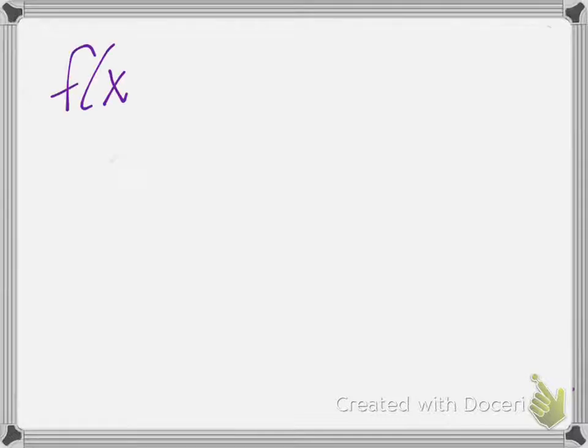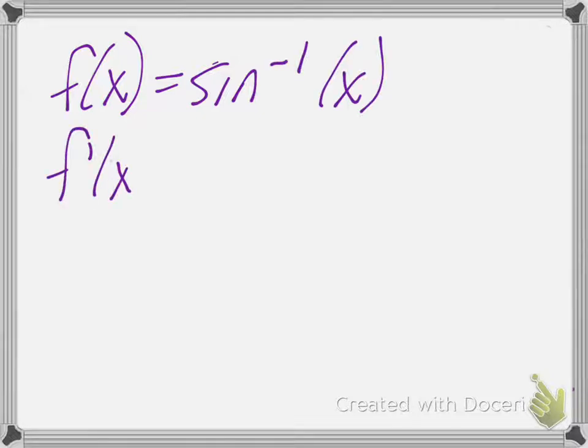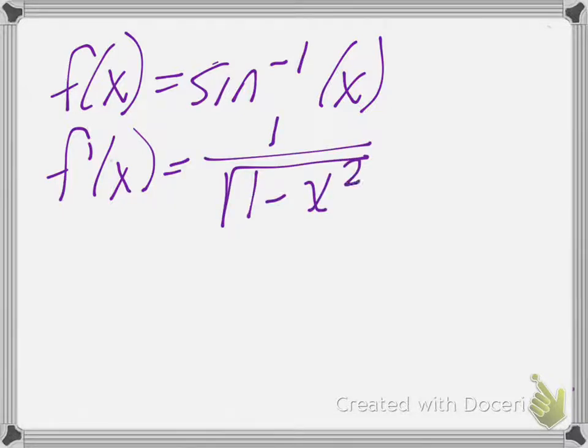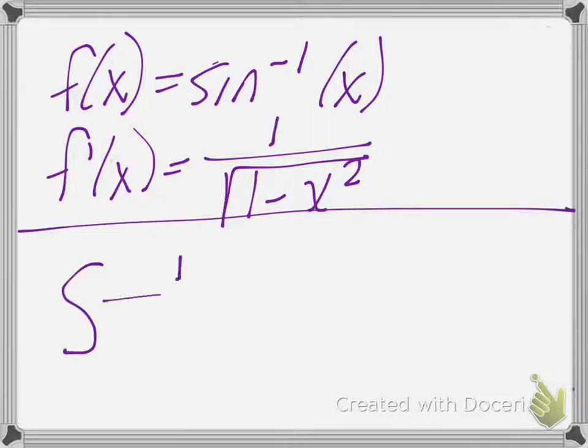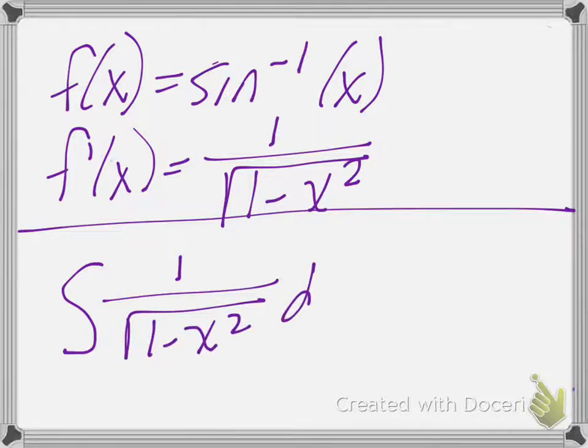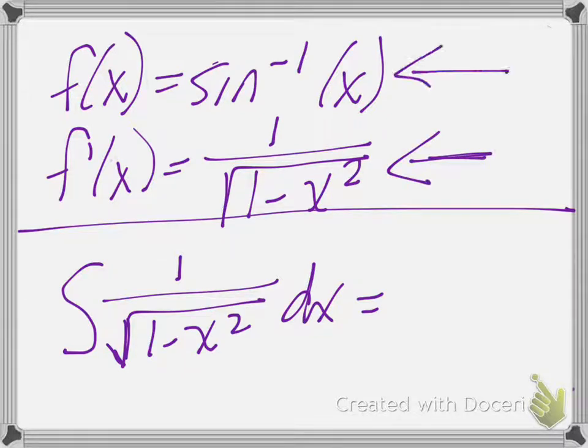So think about this. If f of x equals sine inverse x, and you know that f prime of x is going to equal 1 over the square root of 1 minus x squared. Okay, so we know that. So let's pretend we don't, though. If you were given the integral of 1 over this, what is the antiderivative of that? You're not going to be able to use substitution. There's nothing that you can do. So you should notice that it's the same as this. So what was the original? It would have to be this, plus c.